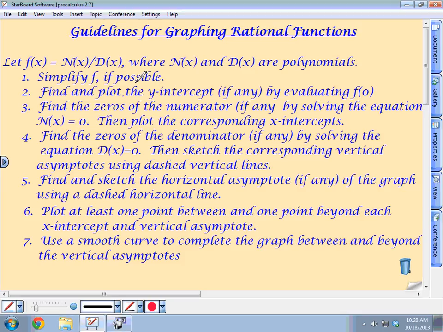So today we'll start section 2.7, graphs of rational functions. And this shouldn't be too bad. There's only one real new thing to learn.